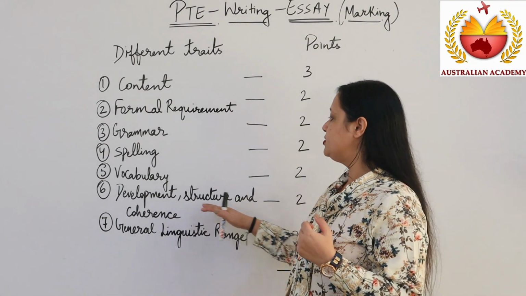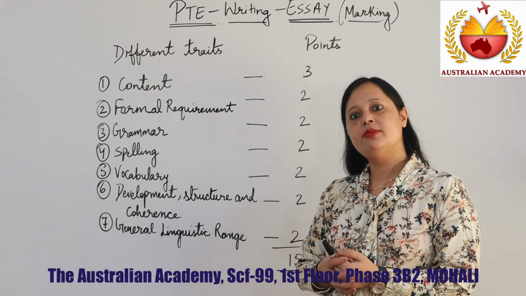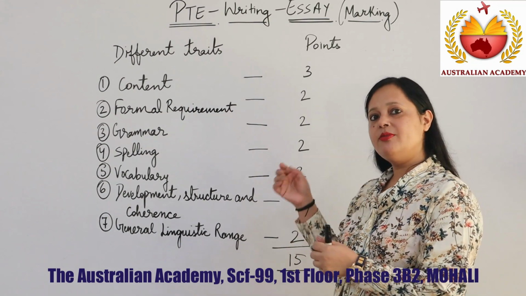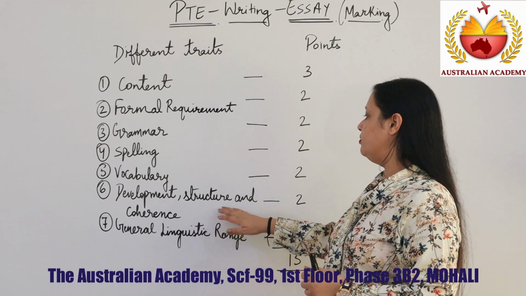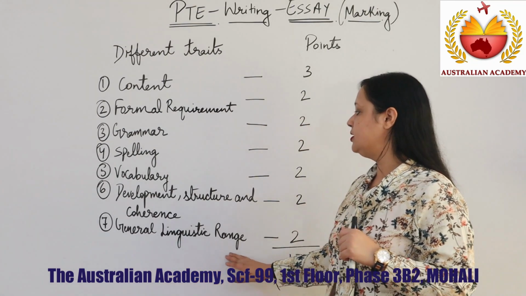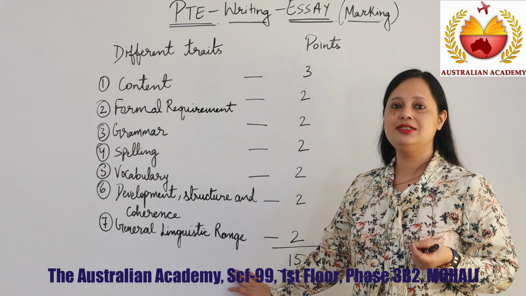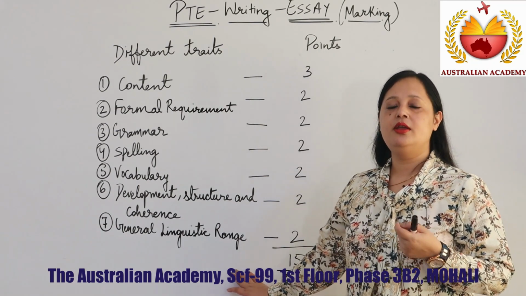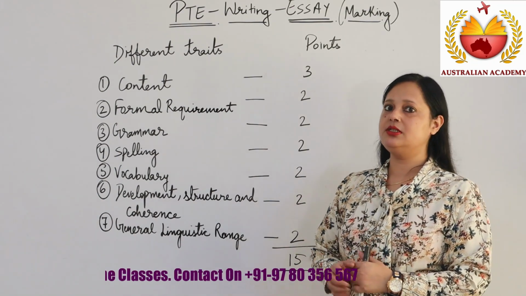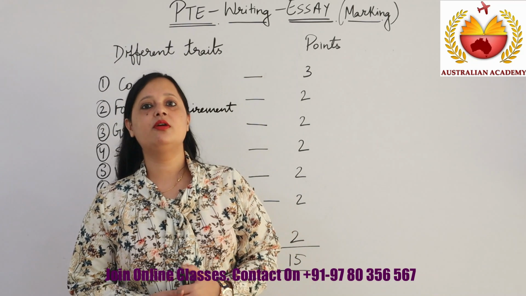The next is development, structure and coherence. Coherence means whatever ideas you are writing, whatever paragraphs you are making, there should be connectivity between the ideas and between the paragraphs. So I kept this parameter also in mind while preparing the template for you, and this is for 2 points. The last one is general linguistic range. So general linguistic range means whatever sentences you are making, they should not all be simple ones. Apart from writing simple sentences, you should write some complex and compound sentences, and this is again for 2 points. So in that way you will get all 15 points for your essay topic.